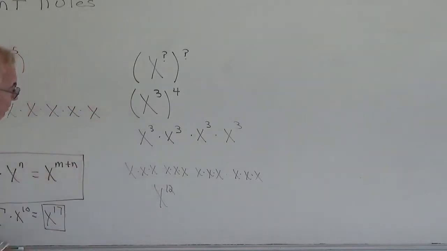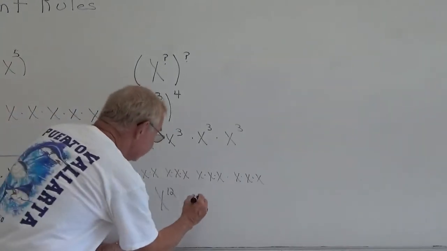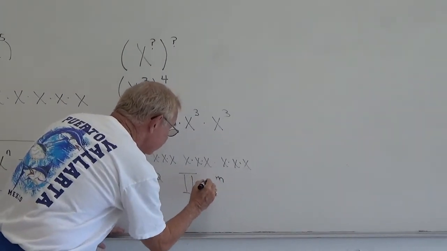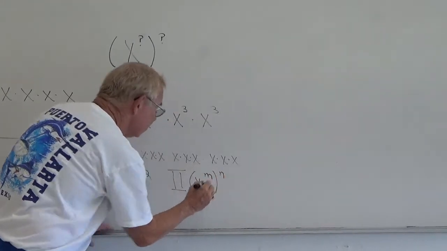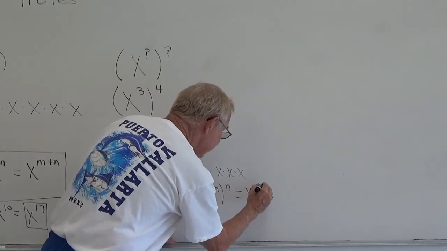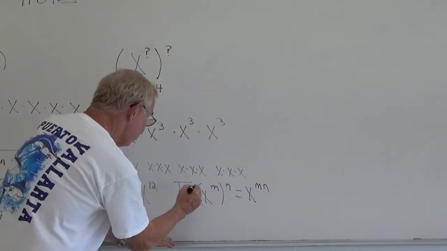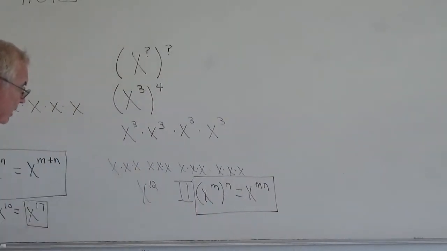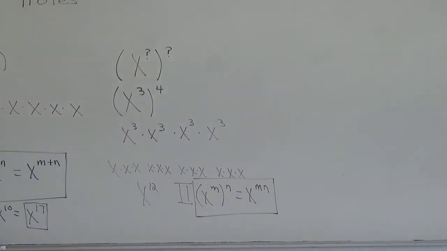And look back at the problem. Deduce the rule. What do you do with the exponents to get 12? You multiply. So rule two on exponents: x to the m, raised to the n power, is x to the m times n power. Rule two. If you ever forget it, try to derive it.